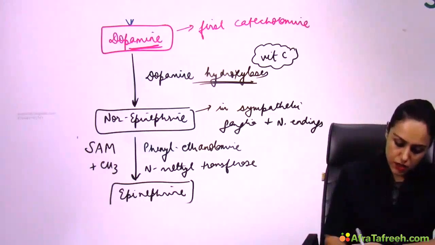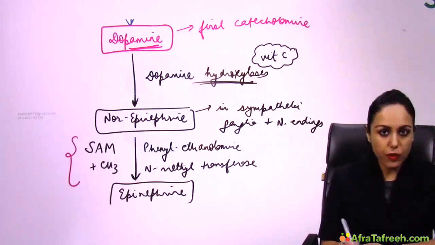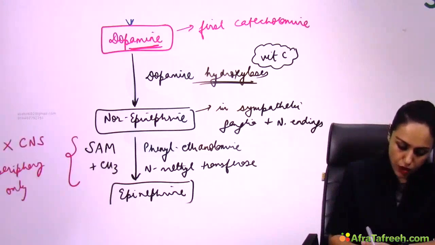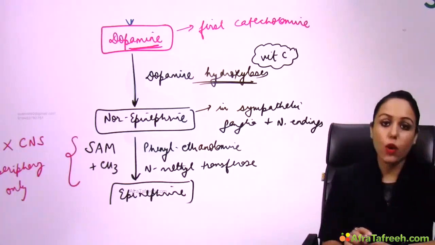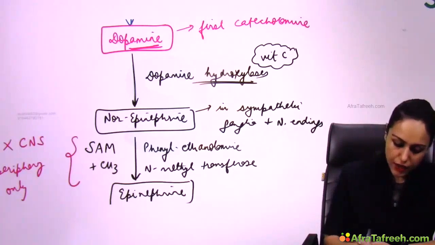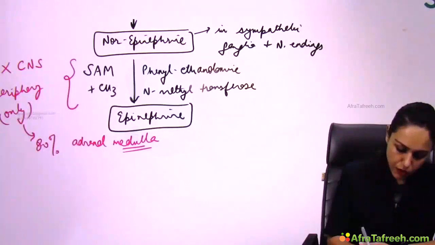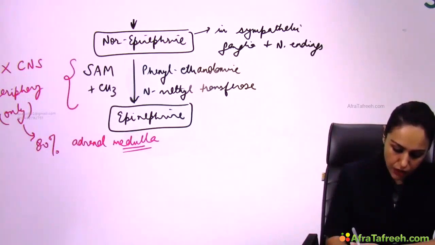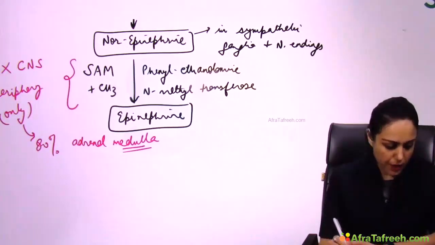And this conversion of norepinephrine to epinephrine does not occur in the central nervous system. It will occur only in the periphery, not in the central nervous system. And 80% of this synthesis of epinephrine will occur in the adrenal medulla.